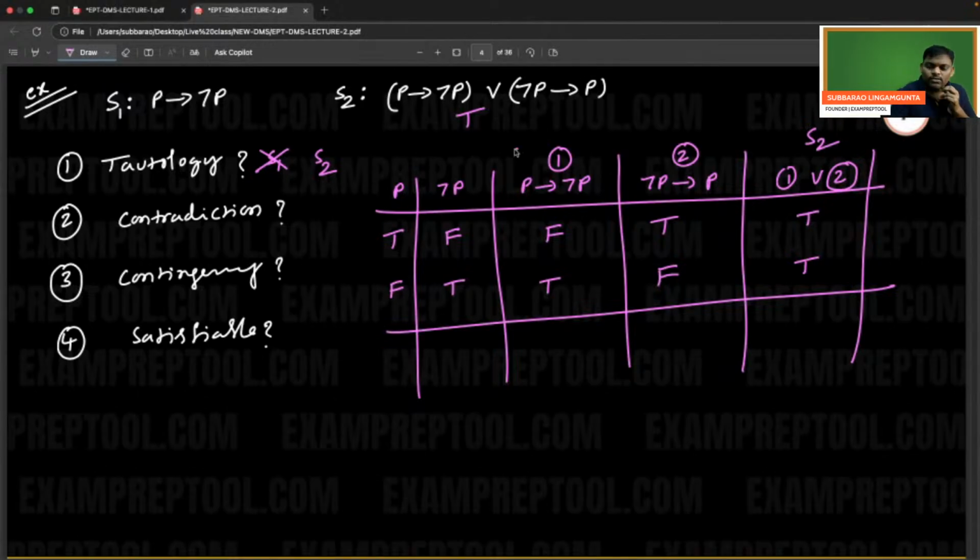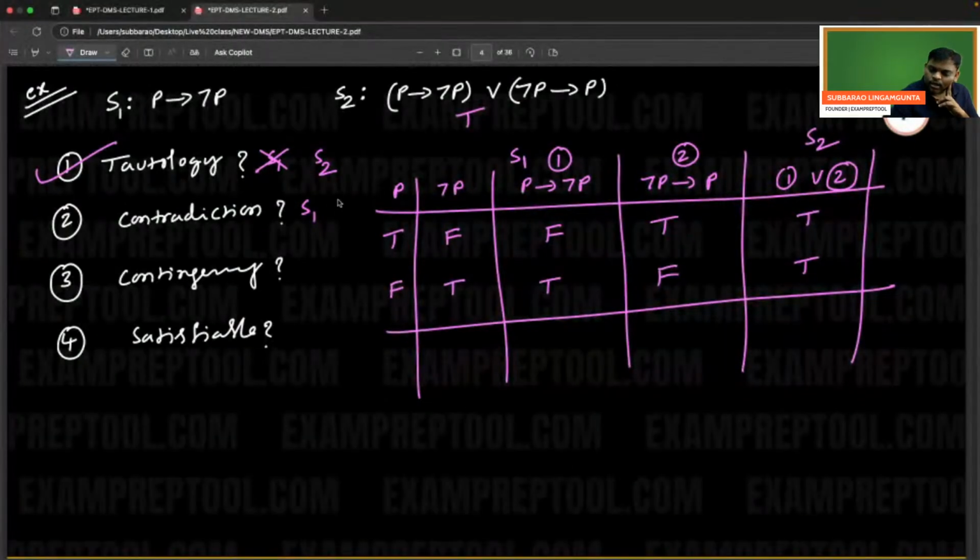S1 is not a tautology. S2 is a tautology. Okay, fine. So right, one is completed. Some people are asking, what about contradiction? Is S1 a contradiction? No. Is S2 a contradiction? No. So no one is a contradiction.